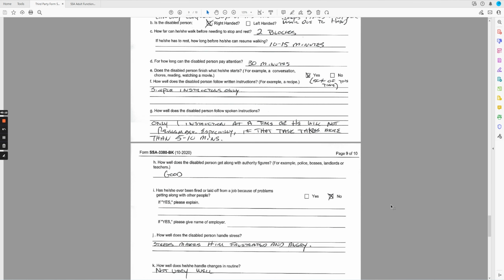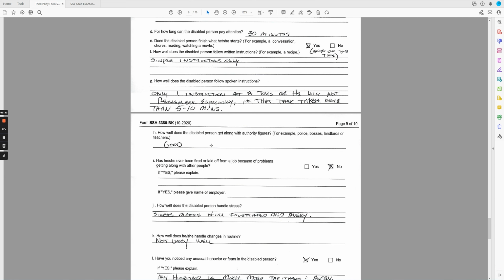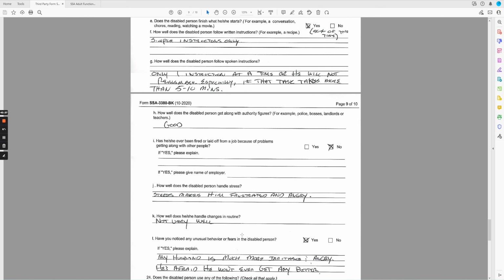How well does the disabled person get along with authority figures? Police, bosses, landlords, or teachers. Here we said good. And earlier we talked about anger outbursts, but that was specifically towards the family. For authority figures, and if you don't know, you can say I don't know. Has he or she ever been fired due to problems getting along with other people? Here we wrote no, but if it's yes, go ahead and explain.